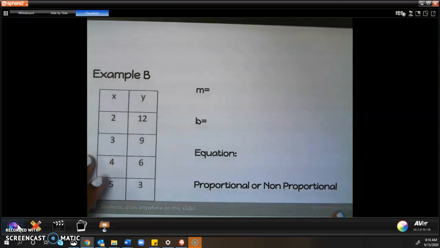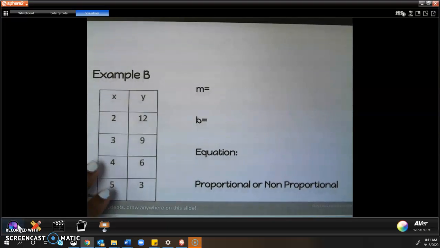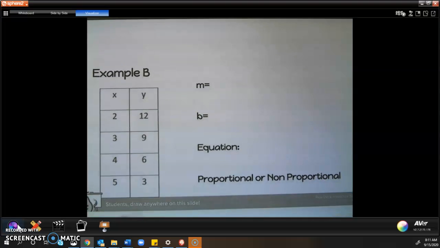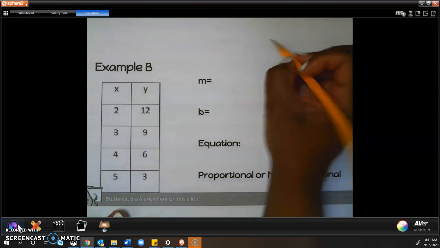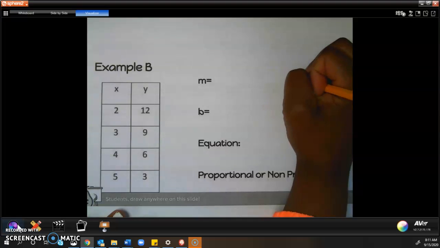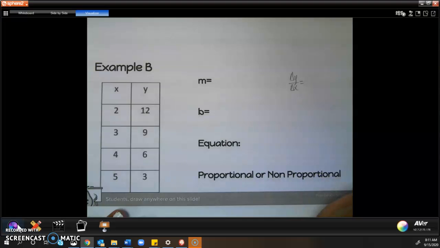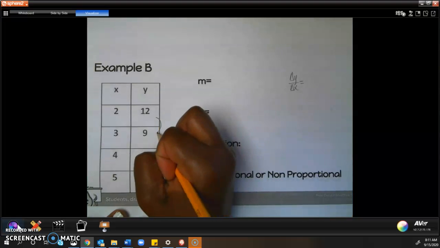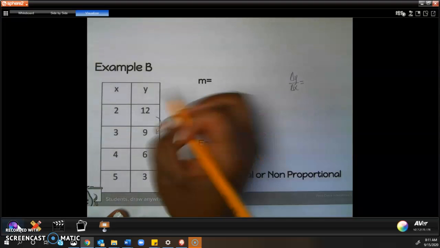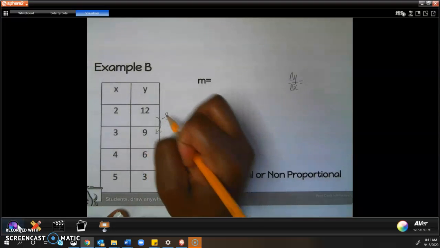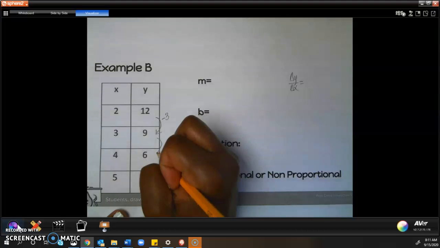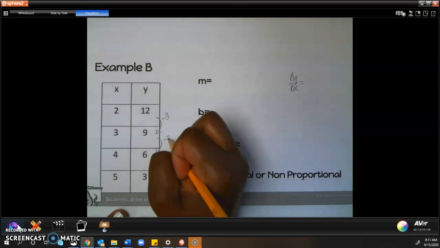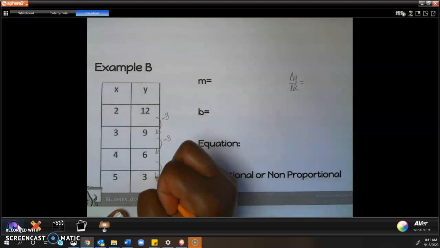Now, let's take a look at example B, right? So first, let's find our slope. Okay, so we have change in y over change in x. I'm going to find my change in y first. So to go from 12 to 9, I'm subtracting 3. From 9 to 6, still subtracting 3. 6 to 3, subtracting 3.